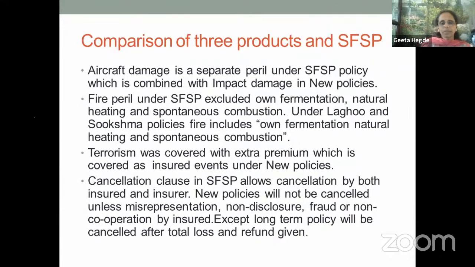Terrorism was with extra premium, which is covered as an insured event under the new policy, so compulsorily to be covered. Cancellation clause: SFSP allows cancellation by both insured and insurer, but new policies say that the insurer will not cancel the policy unless there is misrepresentation or non-disclosure or fraud. So there is no question of refund from the insurer's side, except the long-term policy will be cancelled after a total loss and refund will be given. For the long-term policy, it is possible that in a 10-year policy, if there is a total loss, then the policy can be cancelled.